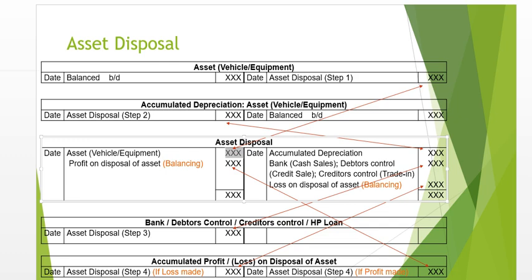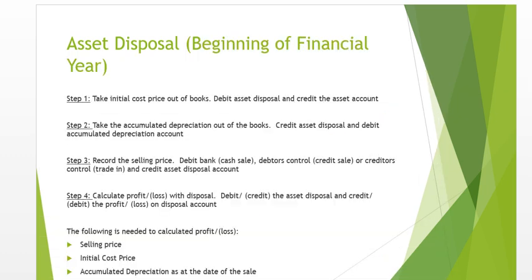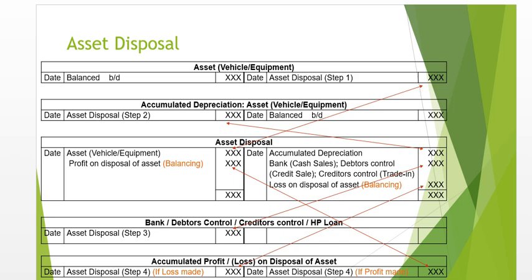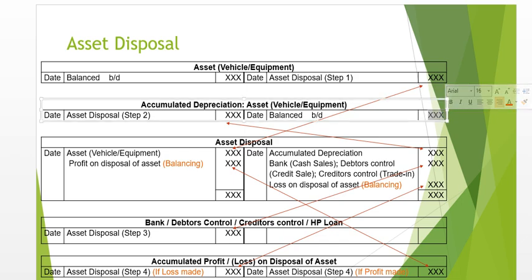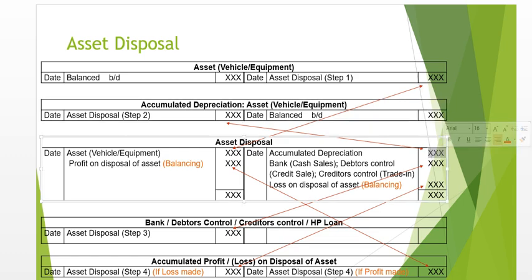Okay. Our second step is to take the accumulated depreciation out of the books. Our accumulated depreciation is a negative asset, so that normally decreases the value of your asset. So it will have a credit balance, but now we want to take that value out because we do not own this vehicle or this asset anymore. And to take it out, we will need to take it to the debit side. So we're going to debit our accumulated depreciation account and we're going to credit our asset disposal account by the value.